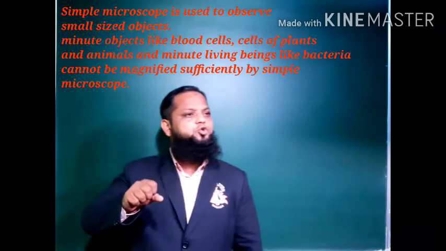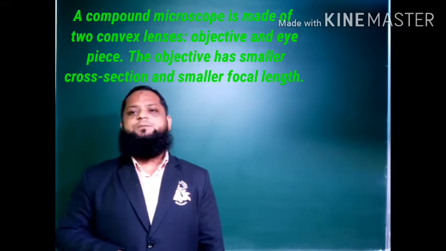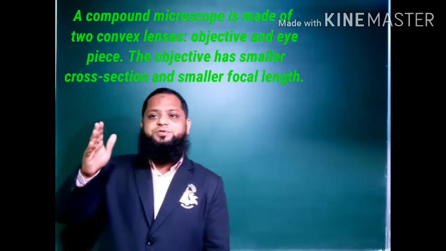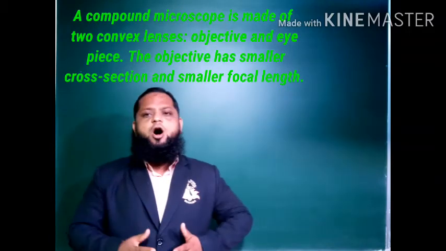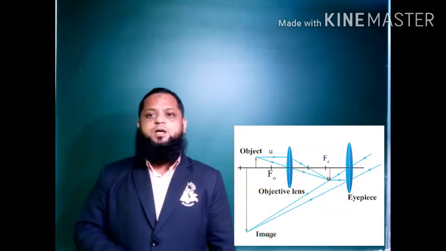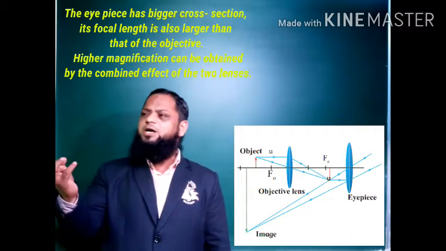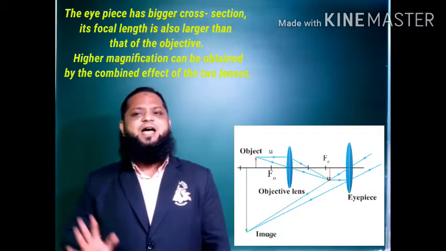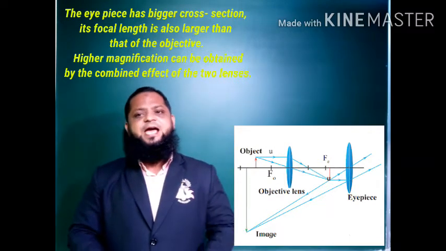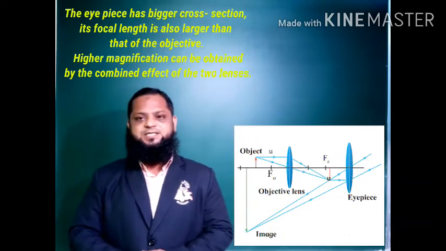A compound microscope is made up of two convex lenses, objective and eyepiece. The objective has a smaller cross section and a smaller focal length. The eyepiece has bigger cross section. Its focal length is also larger than that of the objective. Higher magnification can be obtained by the combined effect of the two lenses.